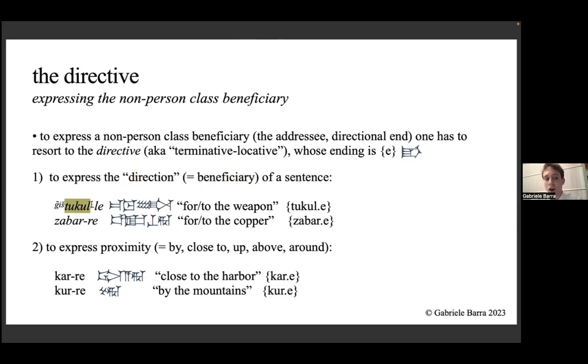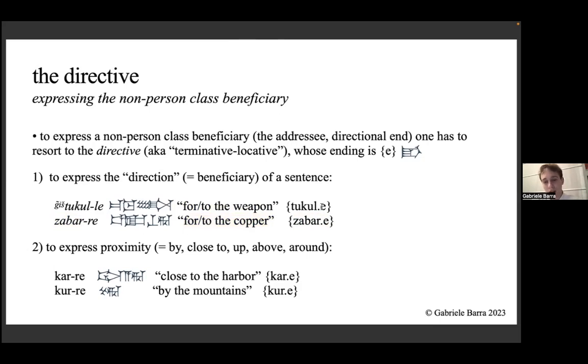Tukul means weapon. Ngish is the determinative for wooden objects. So tukul, again, weapon. Tukul le, for or to the weapon. So just like the dative, but again, weapons are not alive, so they do not belong to the person class. Zabar, which means copper. Zabarre, with the e at the end, for or to the copper.